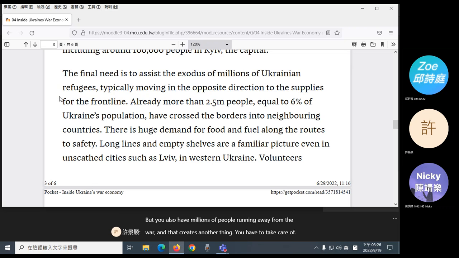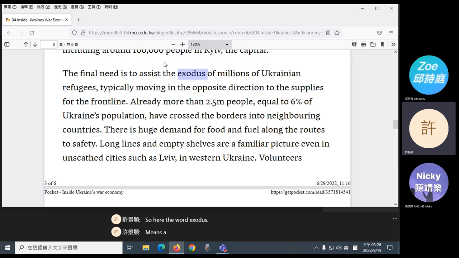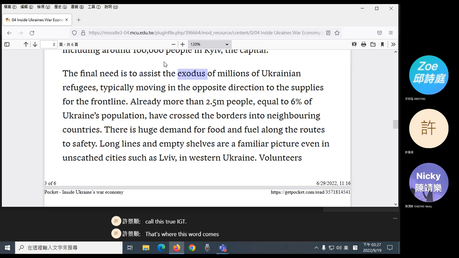So here, the word exodus means a large group of people are leaving a place. This word comes from the Bible. In the Old Testament, the second book of the Old Testament is called the Book of Exodus. And that is when the Israelites leave Egypt. In Chinese, we call this 出埃及记. That's where this word comes from.